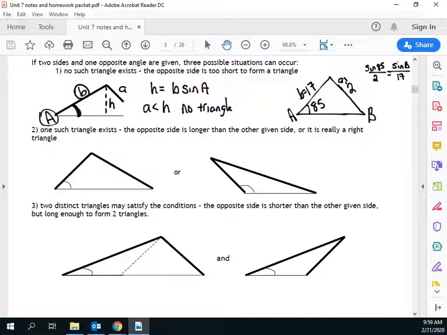What do we do to solve, guys? What have we been doing in the previous two problems? Cross multiply. So 17 sine 85 equals 2 sine B. We are trying to find B here, so you'll divide by 2. And you're left with this equation.